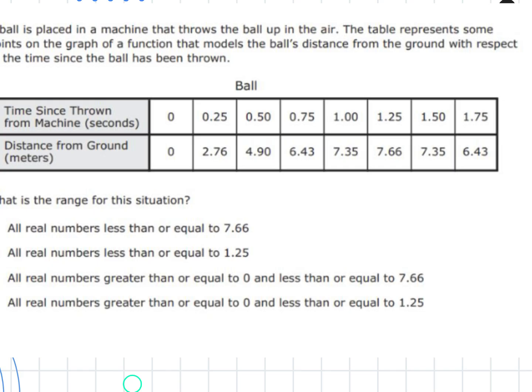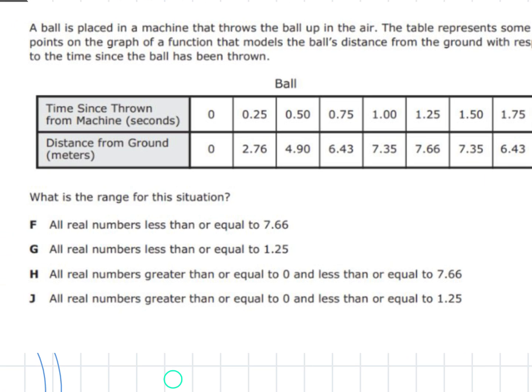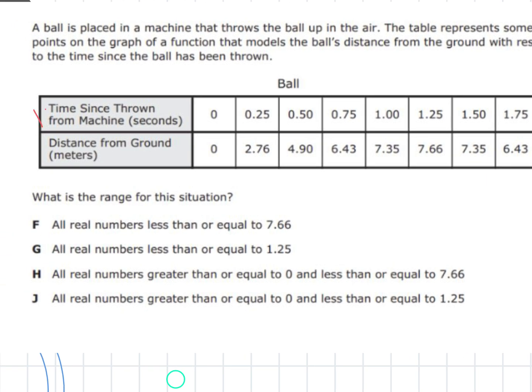1. A ball placed in a machine that throws the ball in the air. A table represents some of the points of that function. Ball's distance from the ground with respect to the time since it has been thrown. Keep in mind that when we look at a table that's horizontal, we have x and y. We can put this into Desmos. We talked about that yesterday. It is asking about the range. What is range? X or y?